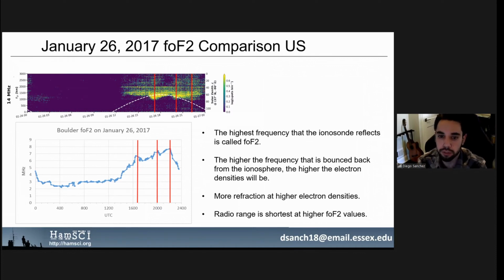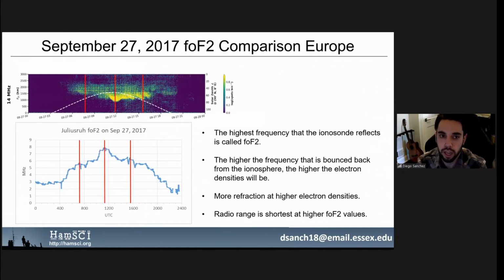Here we have a comparison from January 26, 2017. As you can see, the lowest peaks in our ham radio plots coincide with the highest peaks in the ionosonde plots. And here we have another one for September 27, 2017 for Europe.